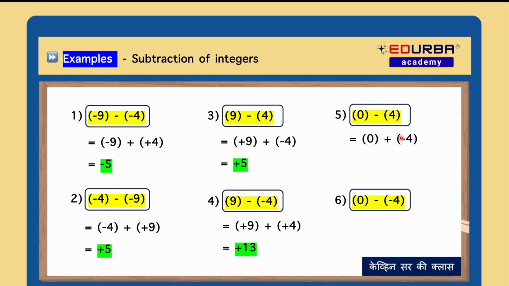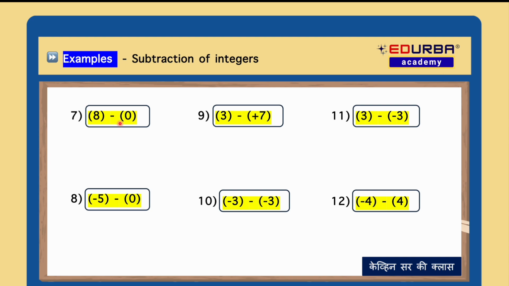We have studied this kind of problems. So whenever we have 0, we can simply ignore it and the answer will be the remaining number, which is minus 4. Similarly, we have 0 minus minus 4. So we can write it as 0 plus, minus 4 becomes plus 4. So we can ignore this 0. The answer is going to be plus 4.